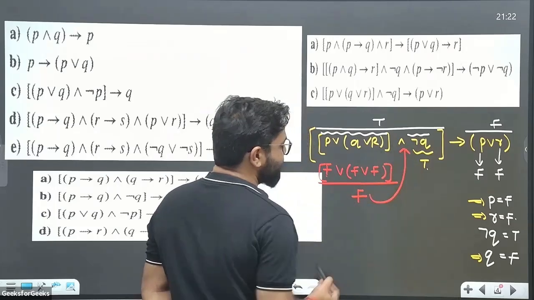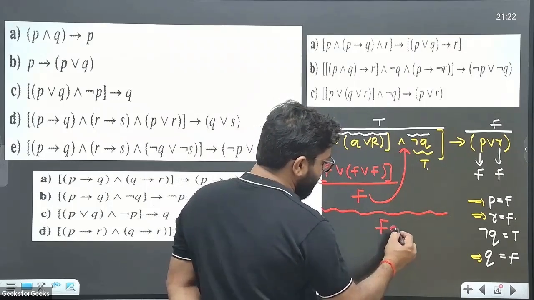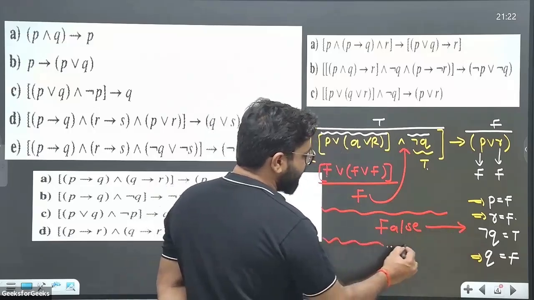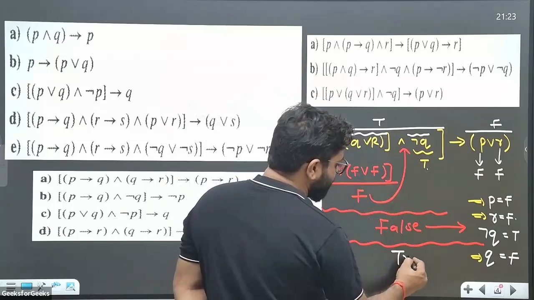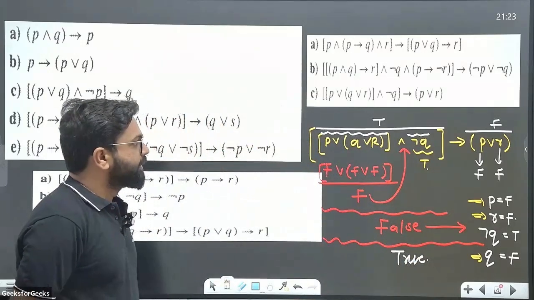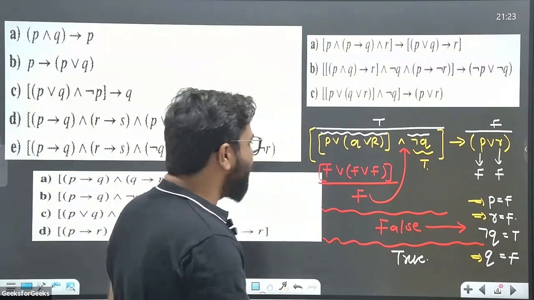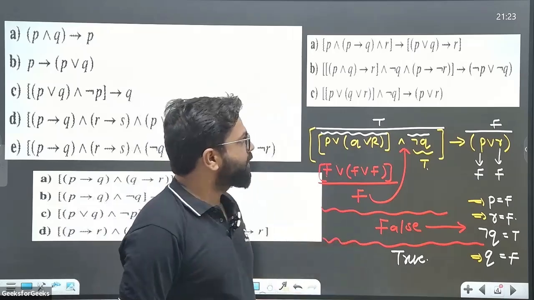And now the false will see the and condition. Then what will happen? The whole left side will become false, and if false implies anything, then what will happen? The whole statement will become true. Understood? You do not have to do anything. You just have to write down the values in a very polite way, and just come up and solve it. That's it.